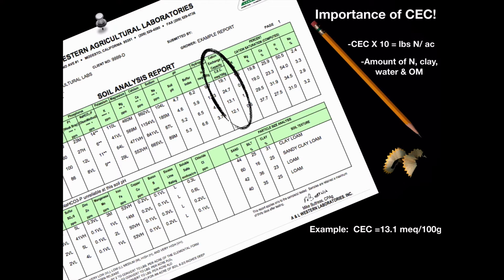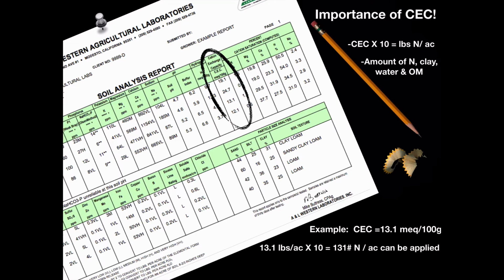All of these numbers here are milliequivalents per 100 grams, which is fine and dandy, but it's really a small measurement. We need larger measurements to understand what we have in our field. To do that, if you take that number and multiply it by 10, you change the units from milliequivalents per 100 grams to pounds of nitrogen per acre. In this case, we take 13.1 and multiply it by 10, and you'll get 131 pounds of nitrogen per acre. That can be applied. So that's what that means.